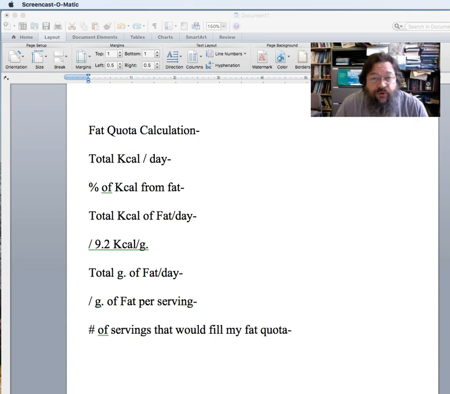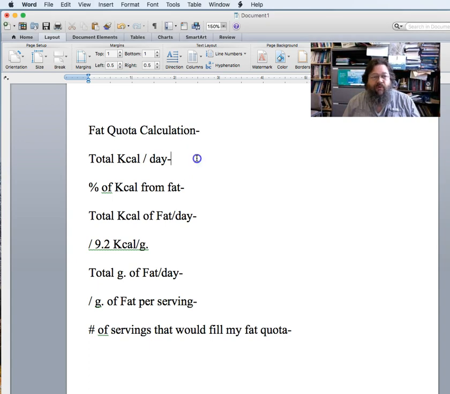Okay, so here's how to do the fat quota calculation. Some of these things you're going to have to figure out for yourself, for example, your total kilocalories per day. I happen to know that mine is 3,000. The normal for males is 2,500. The normal for females is 2,000.